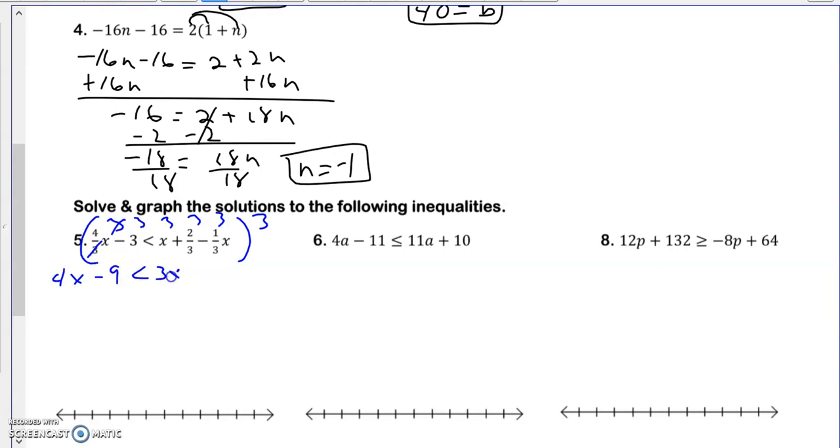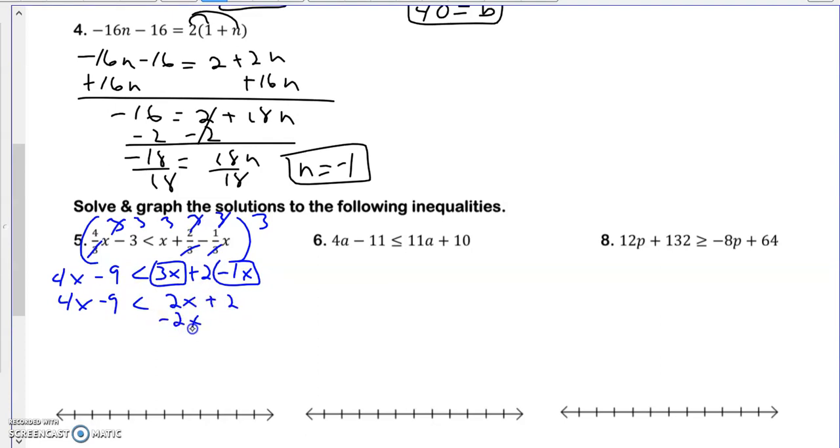That's going to get me a 3x. The 3's cancel out, and I get a plus 2. The 3 cancels out, and I get a negative 1x. Then I'm going to combine like terms on the right side. So I get 4x minus 9 is less than, and I'm going to get 2x plus 2.